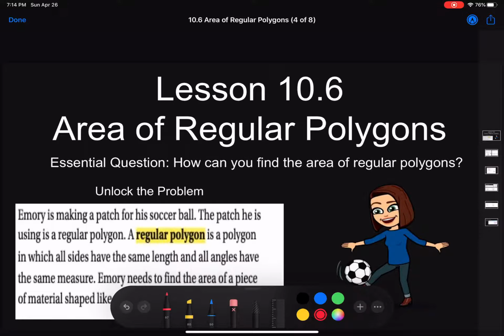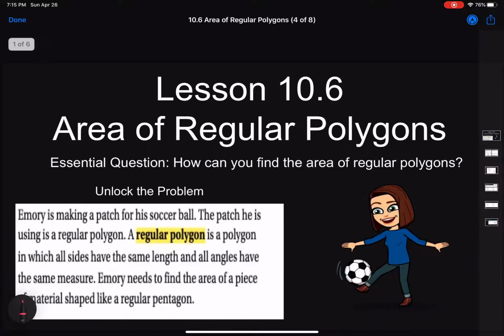Hi guys, it is 10.6, area of regular polygons, our next lesson. You're going to be trying to find the area of regular polygons, and it's actually not that hard. You're going to take the formula for triangles and use that to find the area of these polygons. So get your notes.